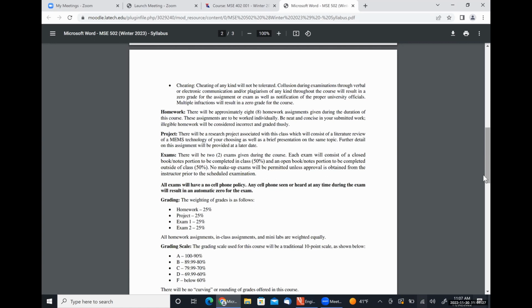There will be a project associated with this class. It is a research project where you are going to write a literature review paper in IEEE format on a MEMS technology of your choosing. What I mean by that specifically is you could write a review paper on the current state of the art of RF MEMS or microfluidics or something like that. Or you could look at the current state of the art for a particular type of device. That's largely up to you.